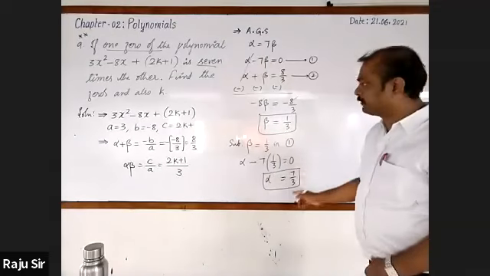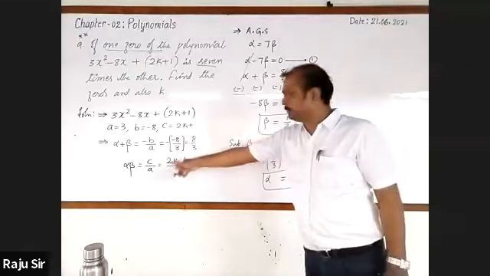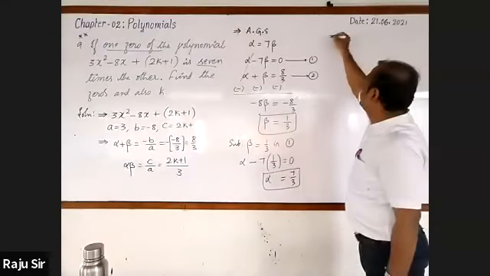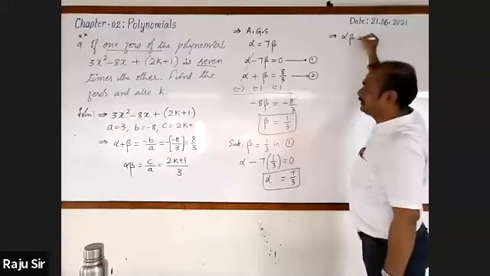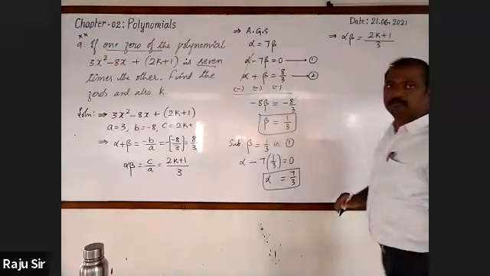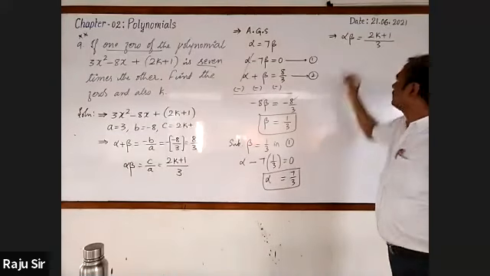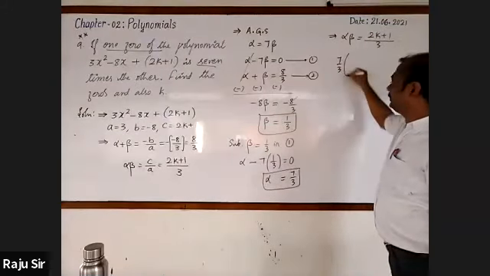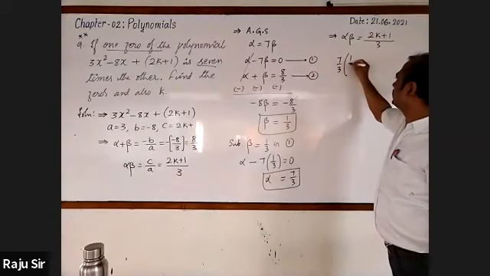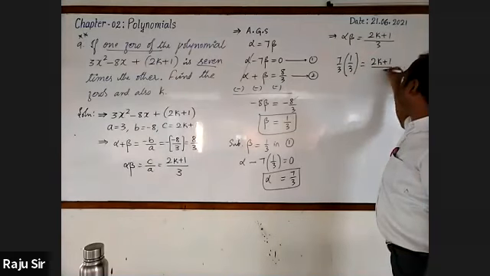We got both alpha and beta. Now you are going to find out the value of k by using alpha into beta. You know that alpha into beta is (2k plus 1) by 3. Let me substitute where alpha is 7 by 3 and beta is 1 by 2. It is equal to (2k plus 1) by 3.